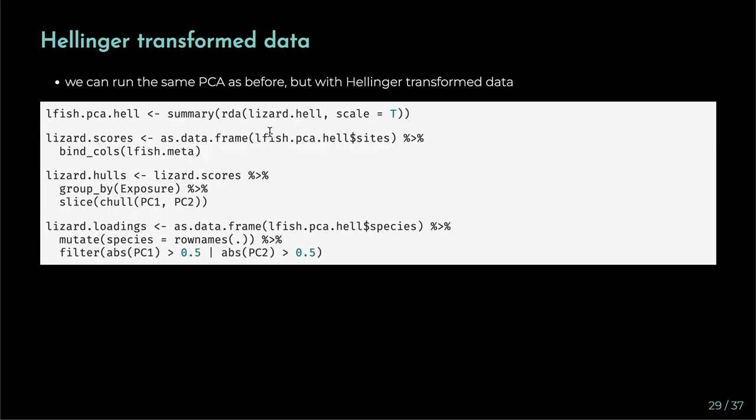And then we can run basically the same PCA we ran earlier, just with this Hellinger transformed data. So what I'm doing here is I'm just taking a little shortcut, directly running the summary of the RDA on lizard.hell, scale equals TRUE. And then this is all the same as we did earlier, so don't worry about that necessarily.